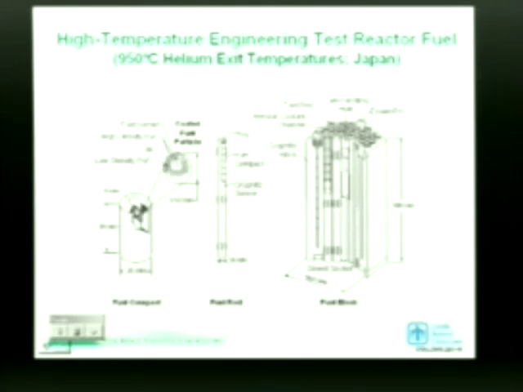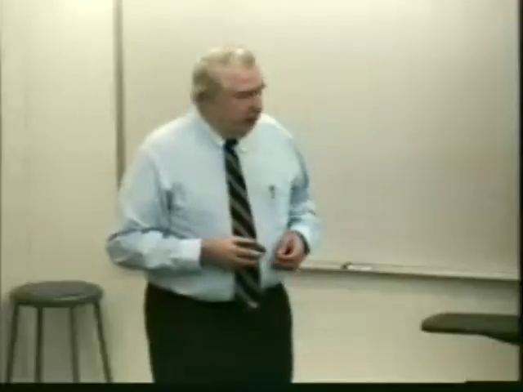The microspheres are put into a matrix of carbon. We get a carbon matrix with microspheres in it. Carbon matrices are put into a fuel pin. The fuel pin is put into a graphite block. This particular example of a graphite block is that proposed for the Japanese high-temperature engineering test reactor. It's designed to operate at 950 degrees Celsius.